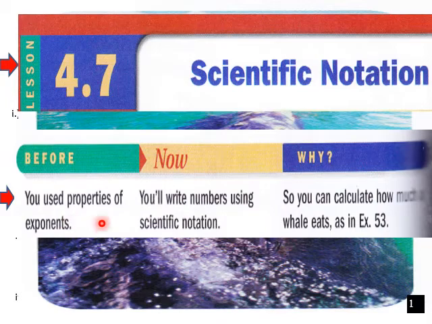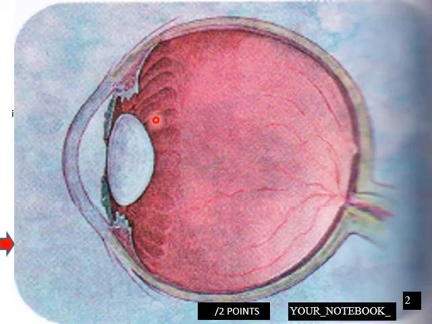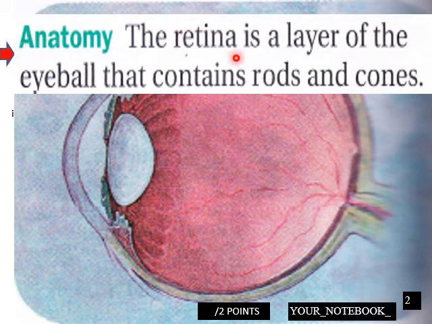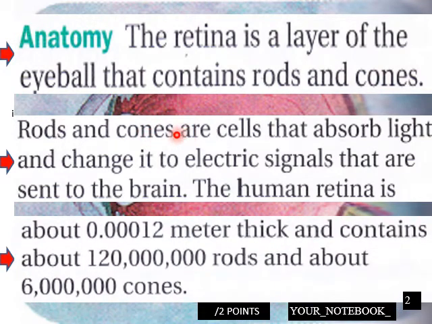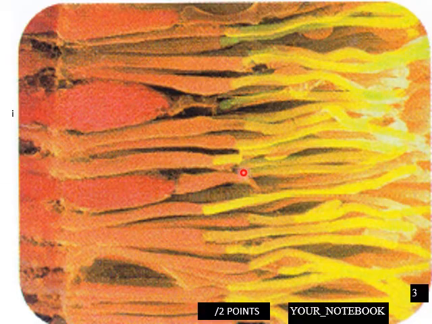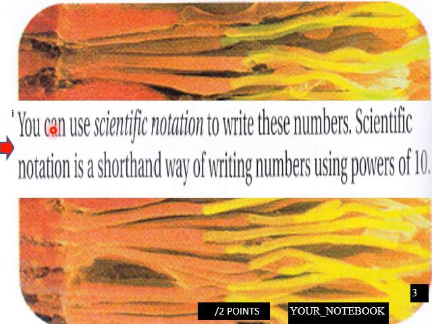Scientific notation, you use properties of exponents. You will write numbers using scientific notation. Okay, anatomy. The retina is a layer of the eyeball that contains rods and cones. Rods and cones are cells that absorb light and change it to electric signals that are sent to the brain. The human retina is about that thick there. So we have a really small number for what is thick.